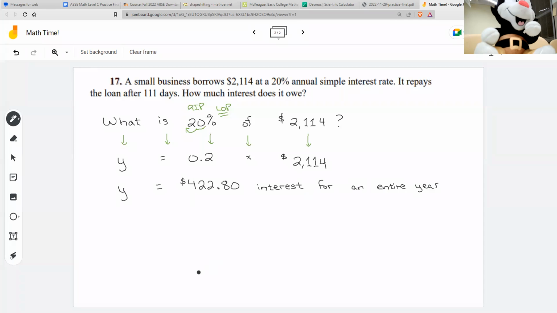It repays the loan after 111 days. How much interest does it owe? So again, simple interest, the amount of interest it really owes is just what fraction of the year it kept the loan going. There's no compound interest where your debt grows and grows. That's different. This is simple interest, it's just steady. So I want some fraction of a year.